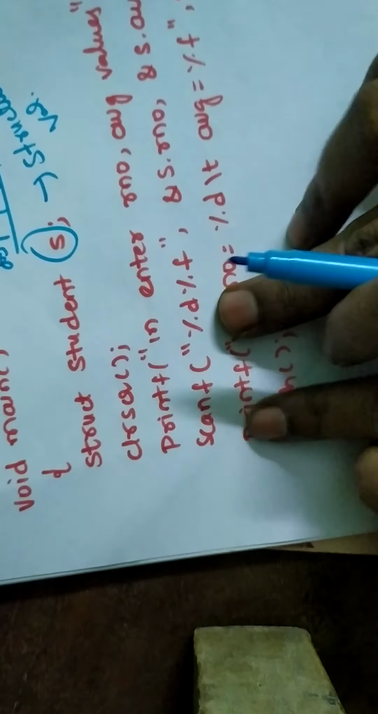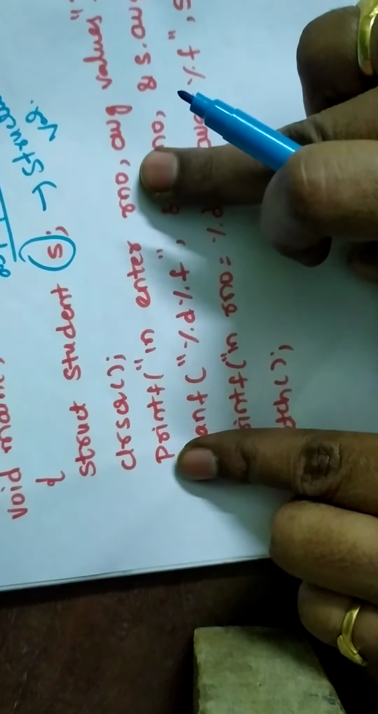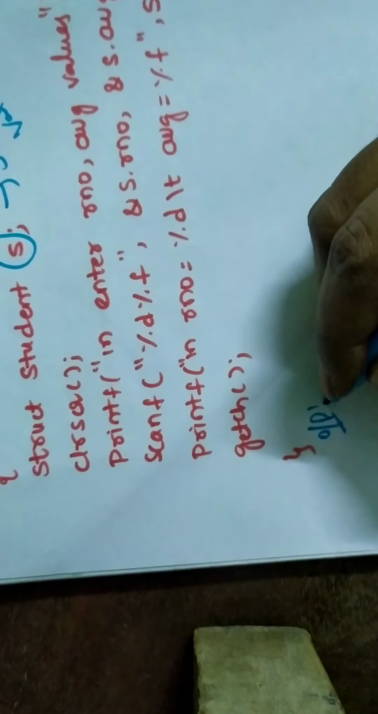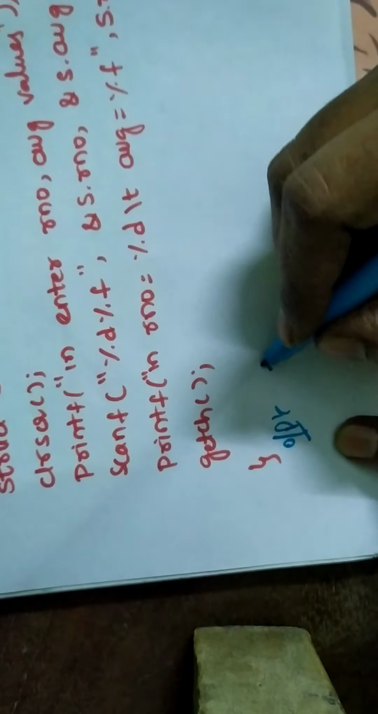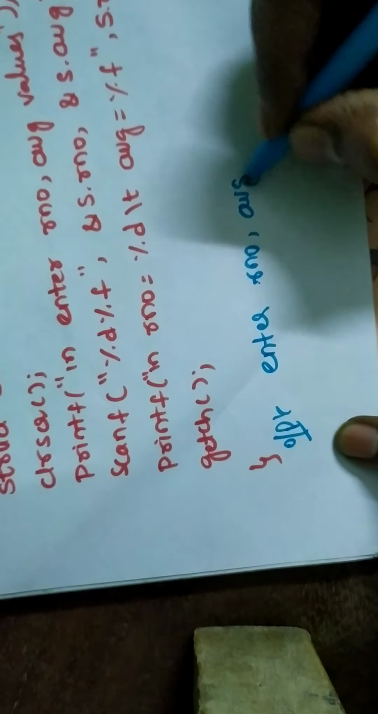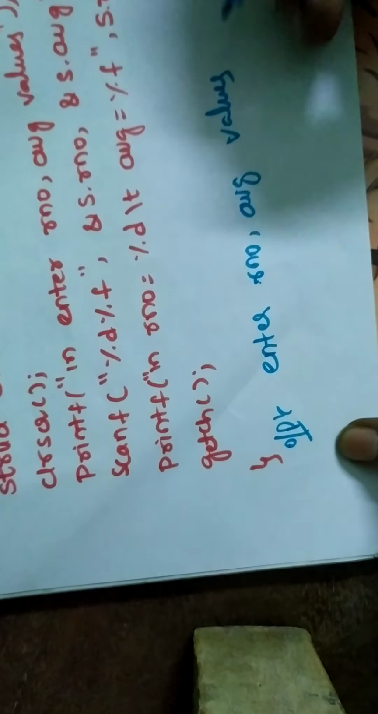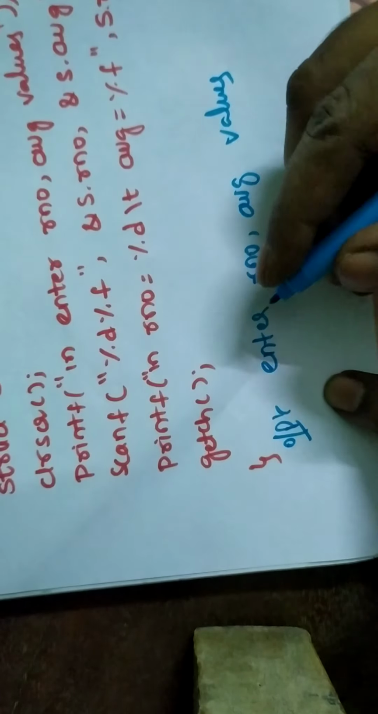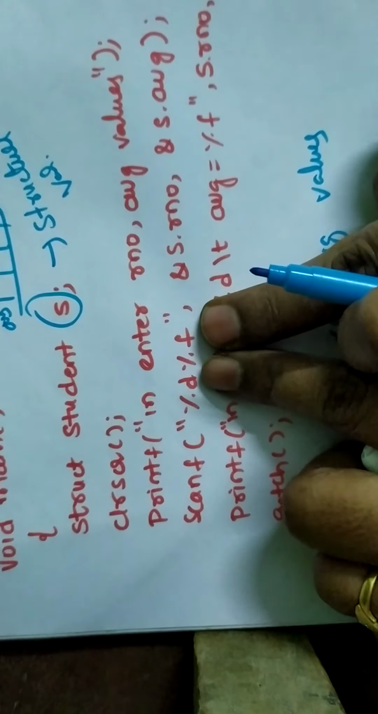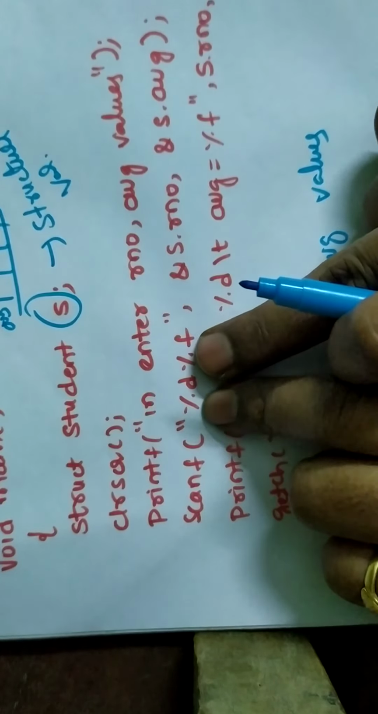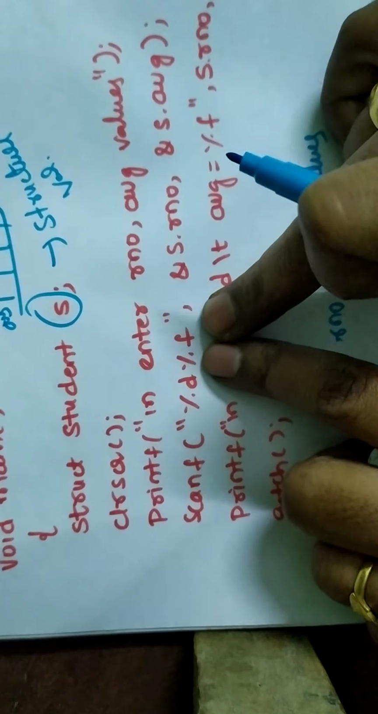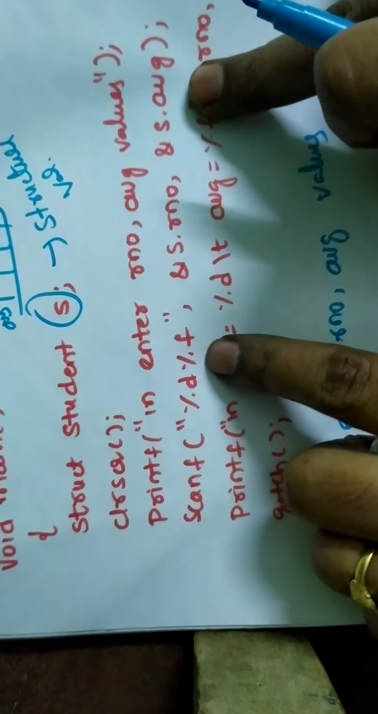Then we have printf \n enter rule number and average values. So in the output it will be printed like: enter rule number, average values. Then of course we give some values. When you observe the scanf statement, %d is the format specifier to read the rule number value, and %f is the format specifier to read the average value here.